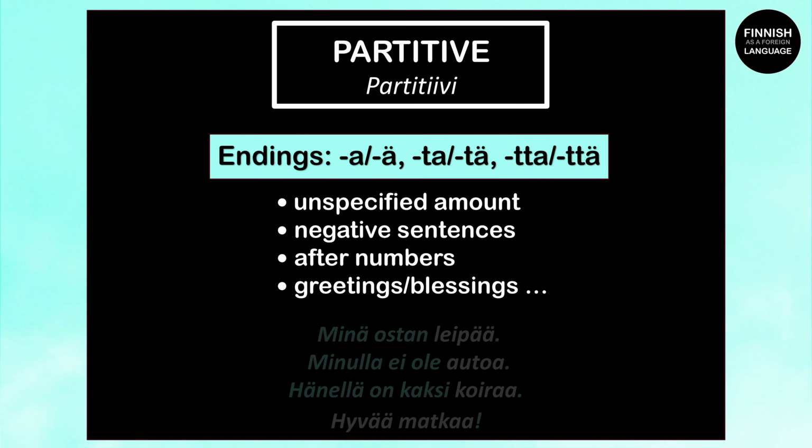Next one, the partitive. The partitive, which is a very big topic that I'm going to discuss in a later video, more detailed. So the partitive ends either in a, e, ta, te, and with the double T as ta or te, depending on the vowel harmony. The partitive is used when we're talking about an unspecified amount, when we build negative sentences. It's also used of the numbers, in greetings, blessings, and more.